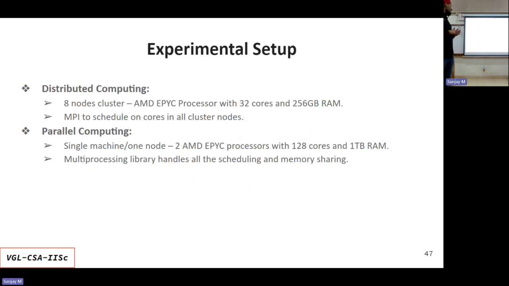For distributed computing experiments, we had a cluster which had 8 nodes. Each node has 32 cores and 256 gigs of RAM. And for parallel computing, we ran it on a single system where we have 2 CPUs attached as a single node, both with 128 cores. So in total we have 256 cores on a single system with 1 TB of RAM.